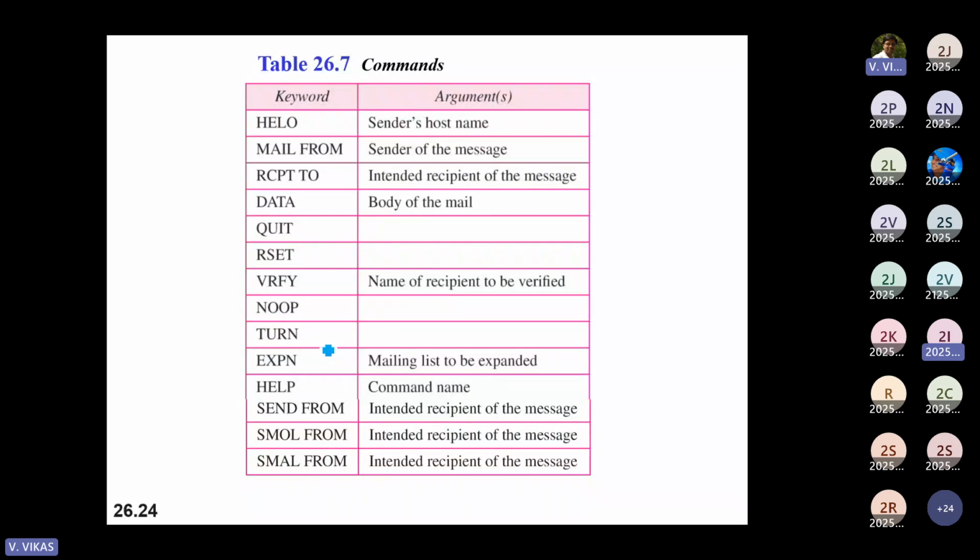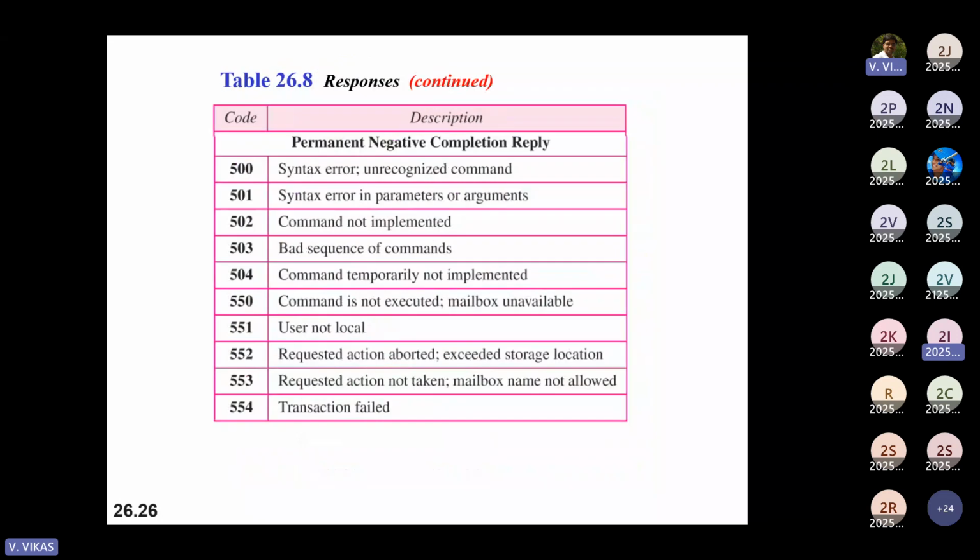Then help, and send from, which is a command name intended for all the recipients of the message. For that we will be sending the help command. SMOL from is also for the recipient only. SMAL is also for the recipient itself. Send from, SMOL, SMAL: we will see how they are different shortly.